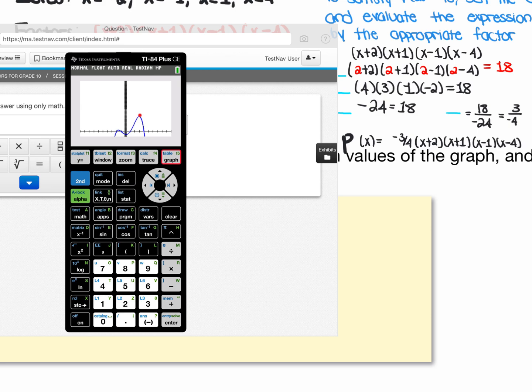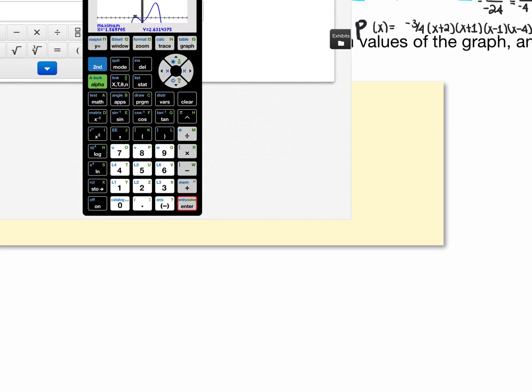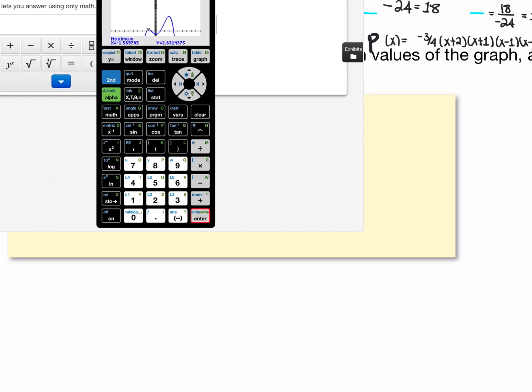So I have 2 maximums and 1 minimum. So I go back, I'm going to go to second trace, I'm going to go to maximum. I'm going to go to my first maximum point. I'm going to go to the left of it because it's asking for the left bound. Then I go to the right, I press right bound, I go to the center, and it tells me my maximum point. So my first maximum point is negative 1.57, comma 2.63.